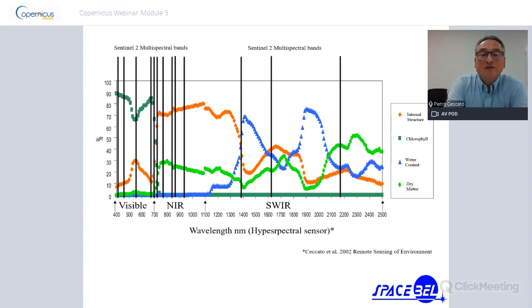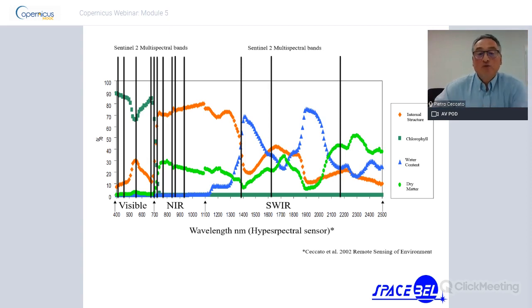You can see that if you want to measure the water with the reflectance, you have to start at 1100 nanometers. Then you have the peak where you can retrieve water. In the visible, you can retrieve information on the chlorophyll. That's the green square there. Using the channels in the blue, the green, and the red of Sentinel-2, you can retrieve chlorophyll, as well as the internal structure, which is the orange dots there. So you can select, based on this graph, which information you want to retrieve and which bands you should use.